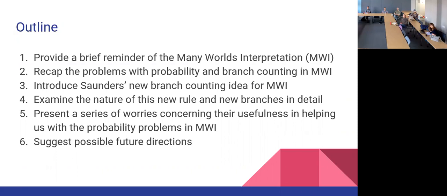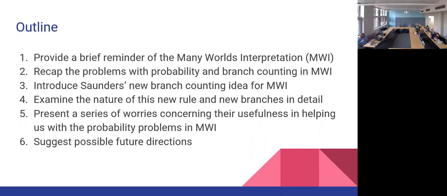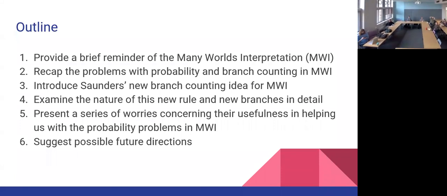So I'm going to start off by providing a brief reminder of the many worlds interpretation, very brief, because I'm sure a lot of people here are familiar with it. And then I'm going to recap some of the problems with probabilities and branch counting in the many worlds interpretation. Then I'm going to introduce Saunders' new branch counting idea for the many worlds interpretation. And then I'm going to examine the nature of this new branch counting rule, and the branches it introduces in detail. And then I'm going to present a series of worries concerning their usefulness in helping us with the probability problems in the many worlds interpretation.